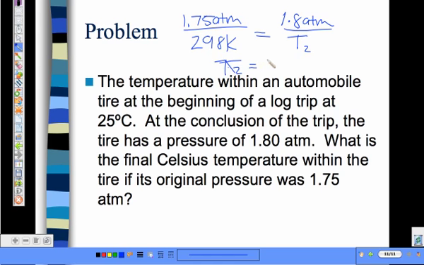306.5. Okay, is that the answer to the question? Yes, because it wants Celsius. If it didn't specify whether it wants Celsius or not, you could leave it in Kelvin. That'd be fine. But they want Celsius, so how would you get that into Celsius? Subtract 273, and you get the answer. There you go.